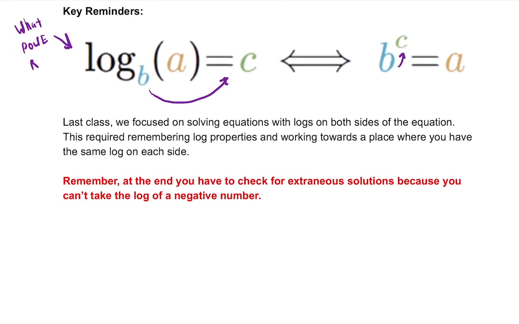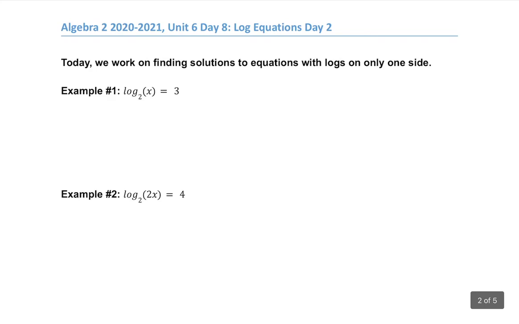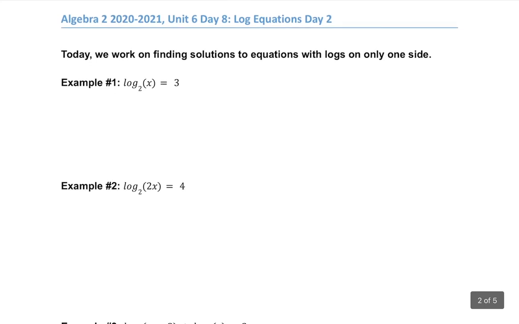And so what we're going to have today is some equations where you have to make that transformation, right? And they vary in difficulty. Some of them, like example number 1, literally is just saying, can you make this conversion? 2 to the third power equals x. 2 to the third power is 8. So x equals 8. Done.